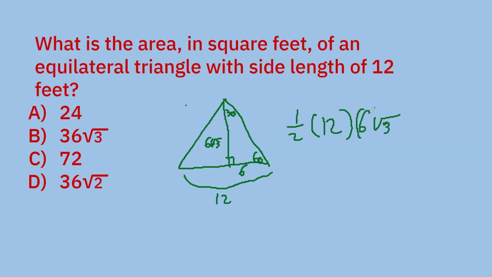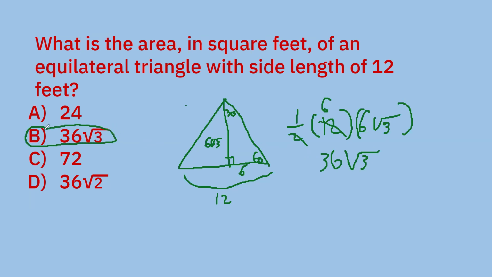Okay. And now with that, we can divide 12 and 2 to make that into a 6. 6 times 6 is 36, and the root 3 carries over as if it were a variable. So we get 36 root 3. Okay, great. And that is B.